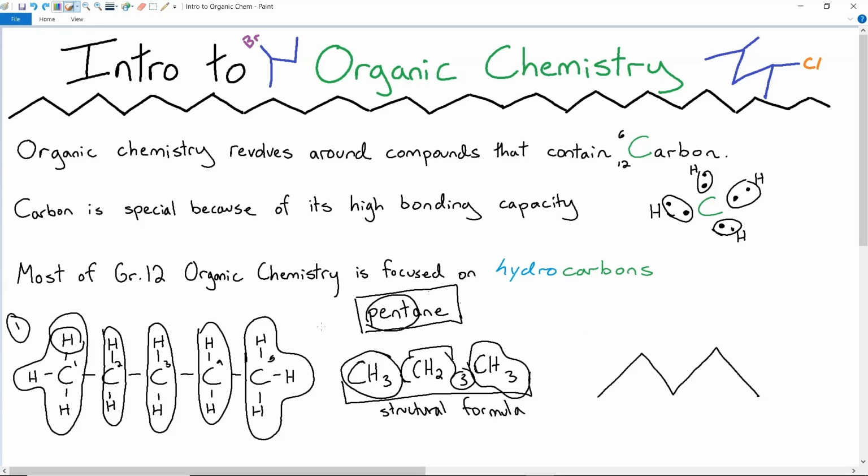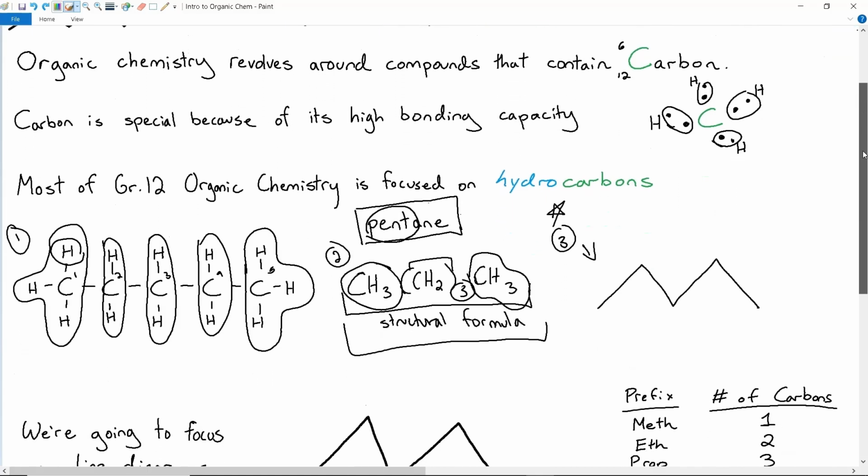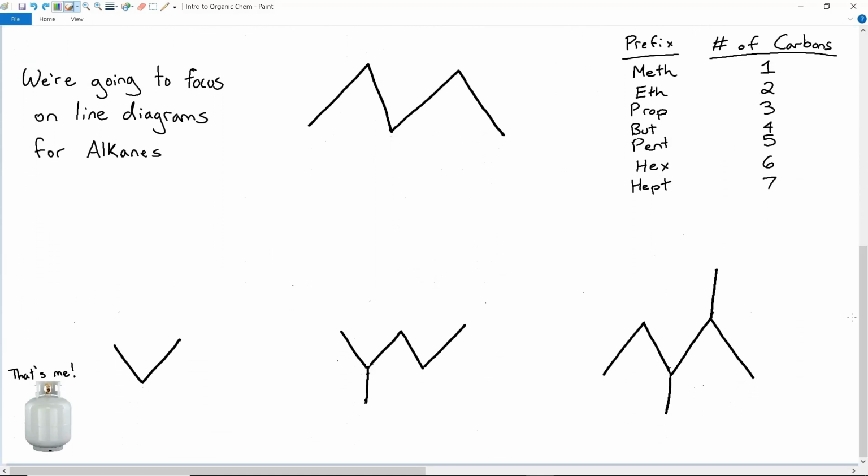So both of these drawings or formulas are perfectly valid, but I actually want to focus on our third example over here, which is a line diagram. And it's probably pretty self-explanatory as to why we focus on these kinds of diagrams. They are a lot simpler, but we need to understand how just a few simple lines could somehow represent everything that's going on in a hydrocarbon. Because this too is also representing pentane. So let's take a closer look at the pentane line diagram.